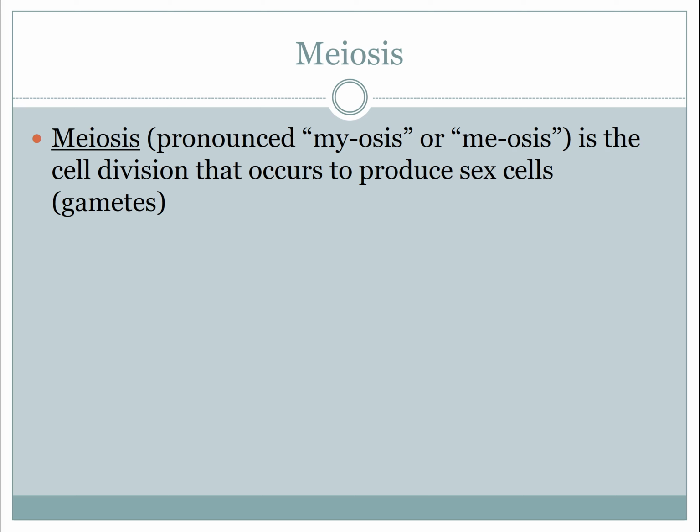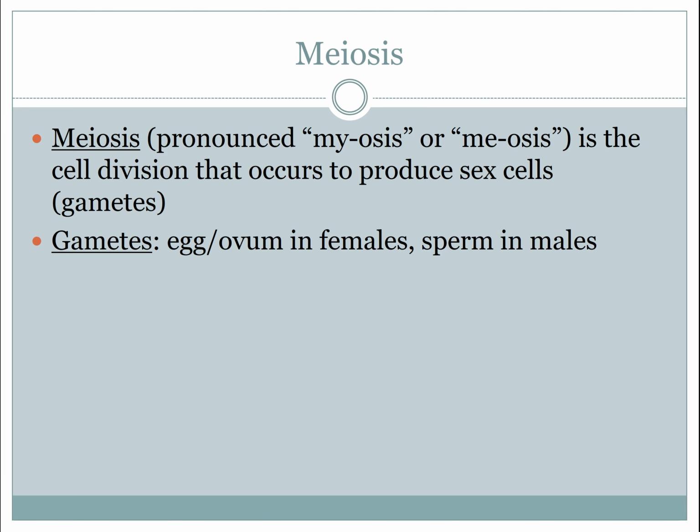Okay, so meiosis, which I pronounce meiosis, but some people pronounce it meiosis, either one is really correct, is the cell division that occurs to produce sex cells. We call sex cells gametes, and those are either going to be eggs or ovum or ova in females or sperm in males. Those are the only cells that are going through this meiosis process.